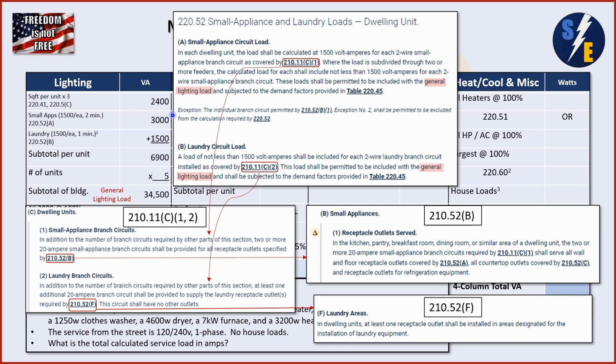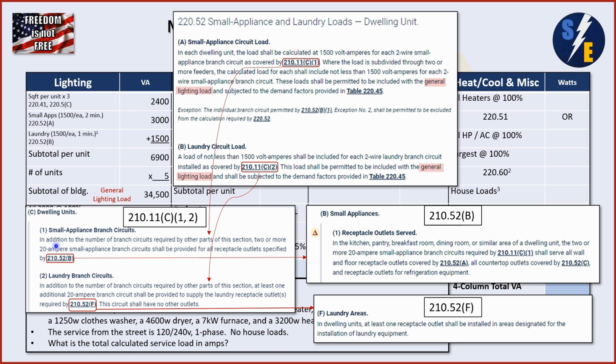Next, we have small appliances, and we are required to have 2 minimum at 1500 VA apiece. Now, how do we know that? Well, 220.52a says small appliance and laundry loads for a dwelling unit. In each dwelling unit, the load shall be calculated at 1500 VA for each 2-wire small appliance branch circuit as covered by 210.11c1. Okay, now quickly let's go down and see what that says.